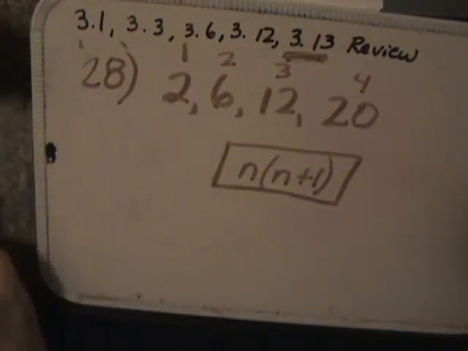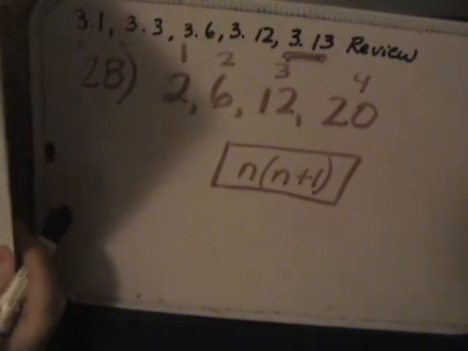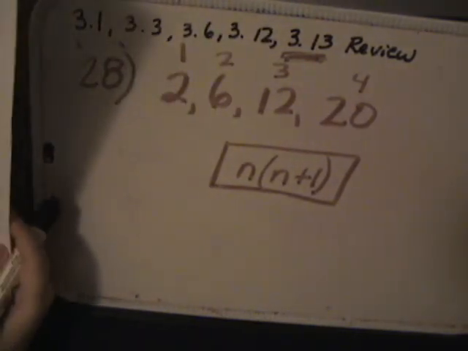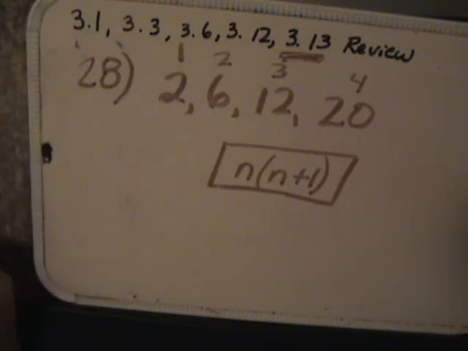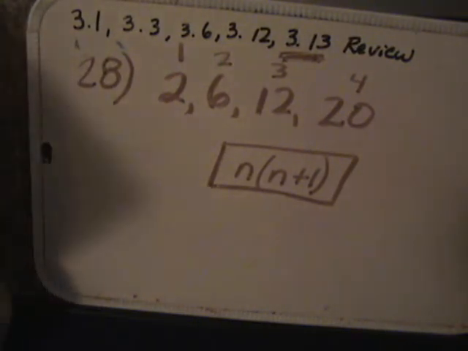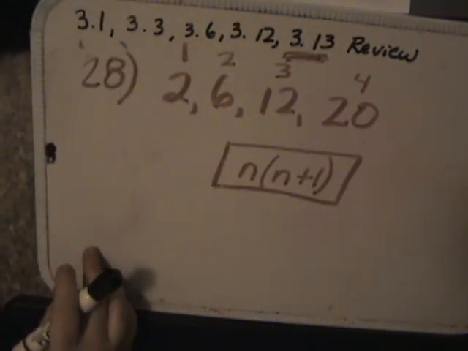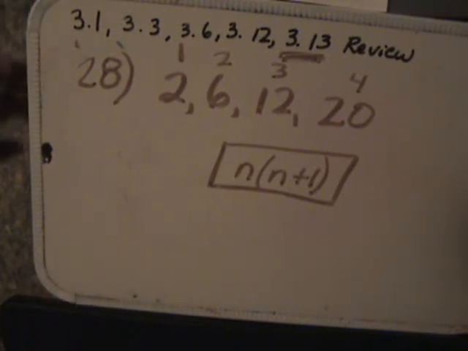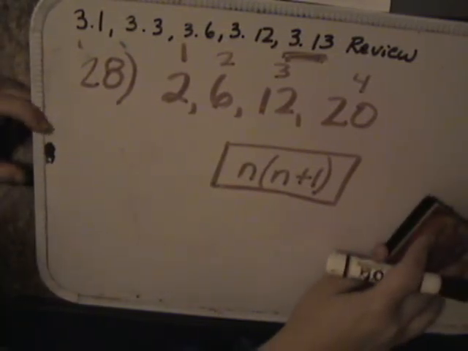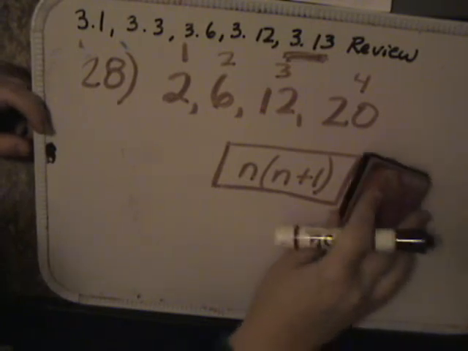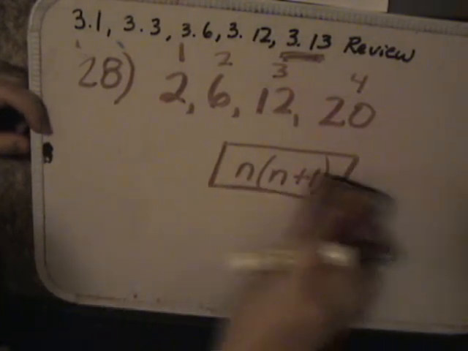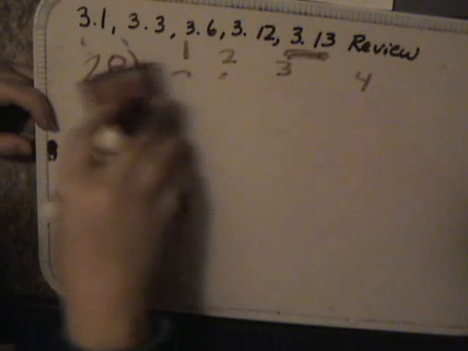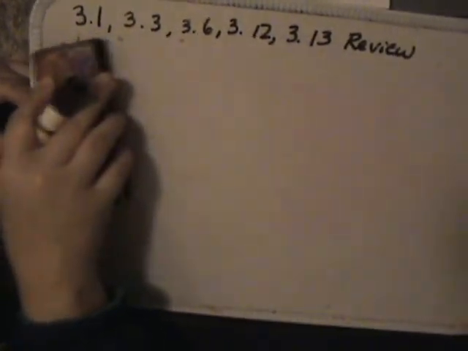Those are all the problems from 3.1, 3.3, 3.6, 3.12, 3.13 review that you were given in class. I highly encourage you, make sure you've done all of the homework problems. Make sure they are right. You have all of the answers to the odd problems. I will be checking even ones as well, just to make sure that you are doing your homework. Again, homework is very important.